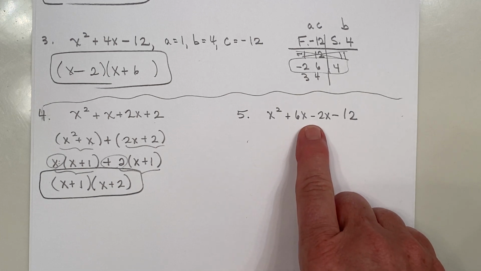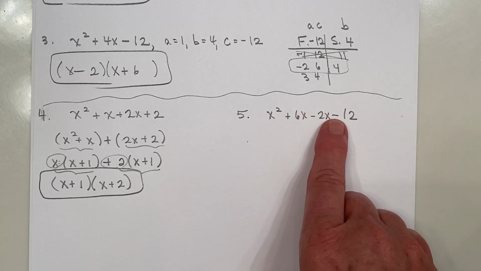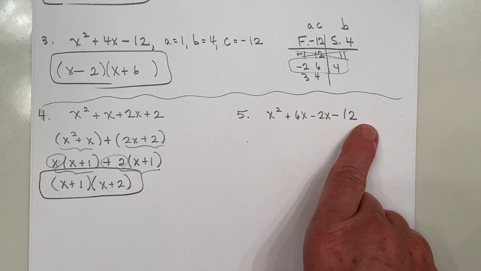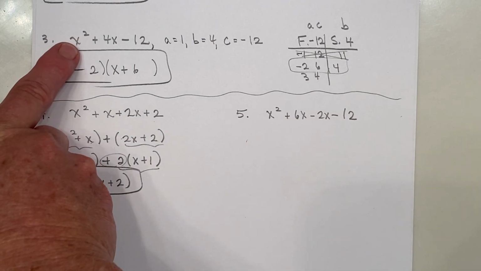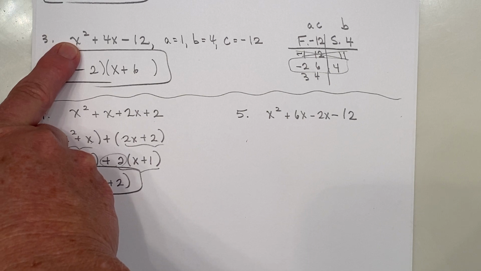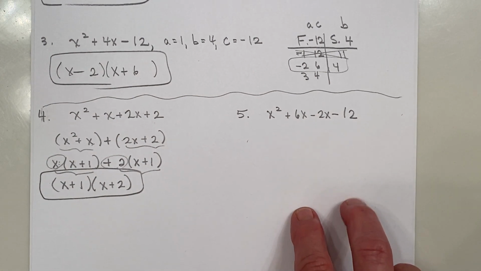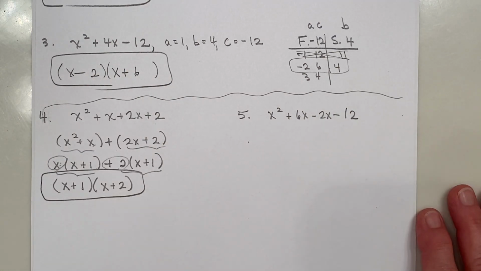Same thing with number 5 here. If I were to put these two terms together, I'm going to get x squared plus 4x minus 12. Well, connect back up here. That's exactly the same problem here. So let's say I just went through the factoring by grouping. Should I get the same answer that I had here?